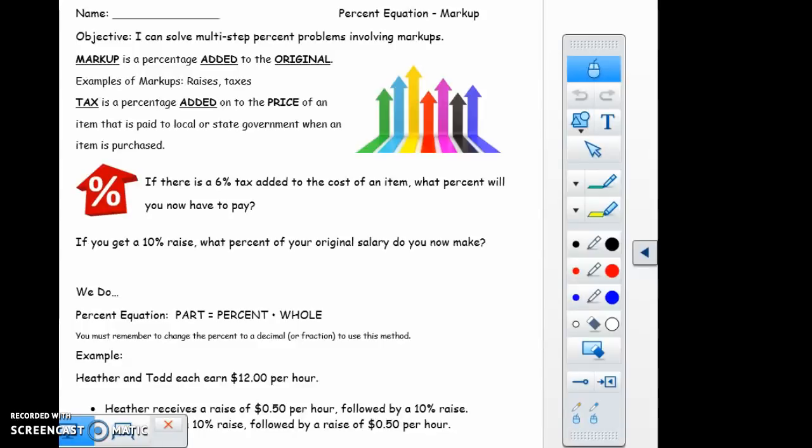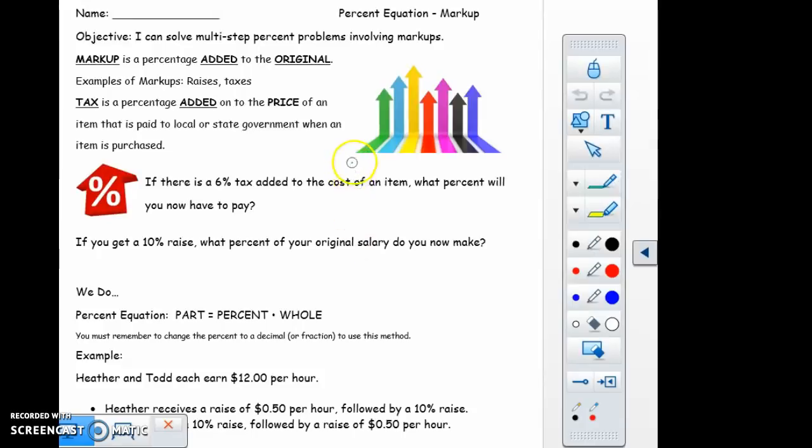Okay, we're going to do percent equation markups today, so make sure you have these colorful notes in front of you. Put your name at the top, and please, whatever I write, you should be writing. I purposely copied these in color so that it looked a little bit more interesting.